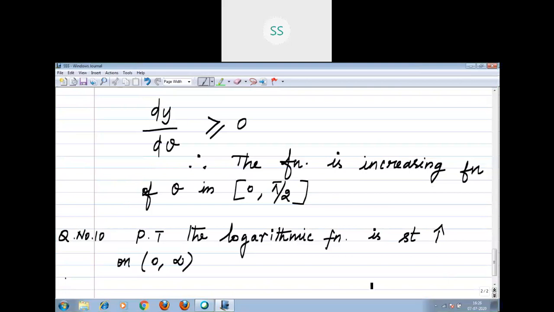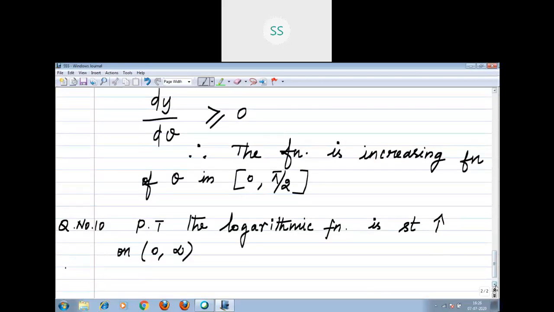Now I'm going to move to the solution. Logarithmic function means what it is? Log x. Logarithmic function means what? Log x.